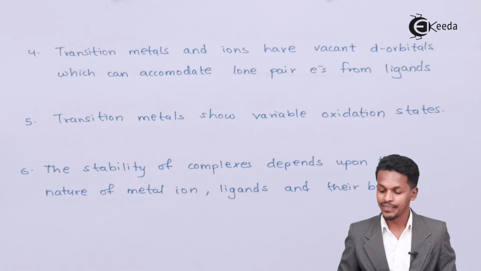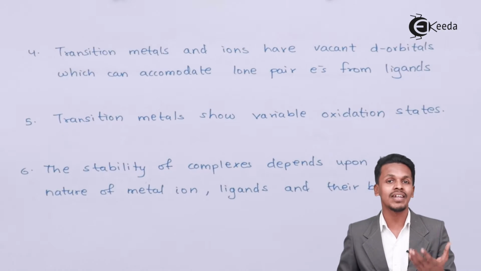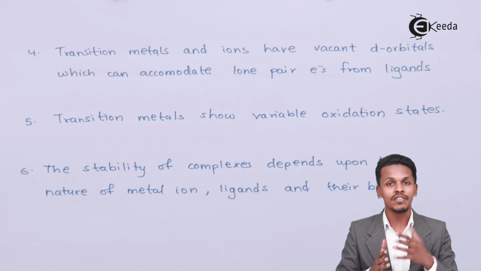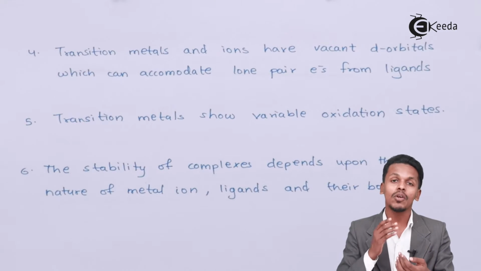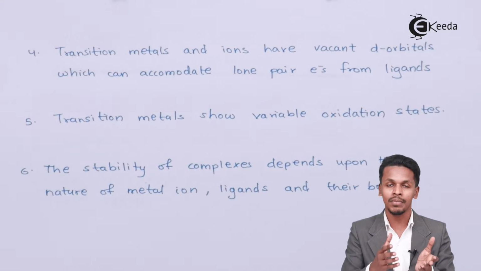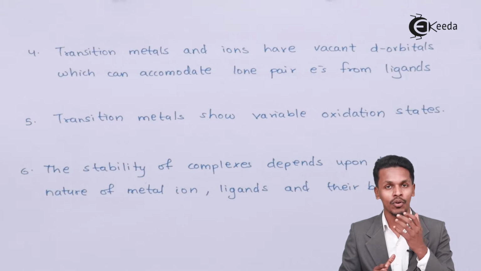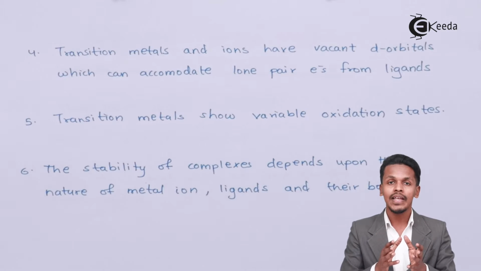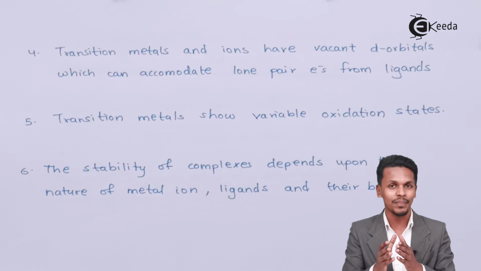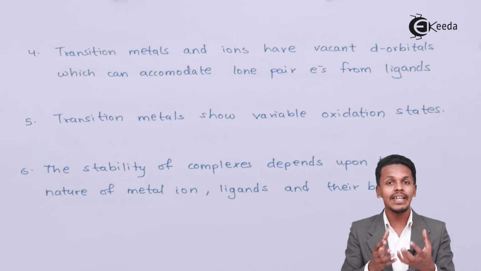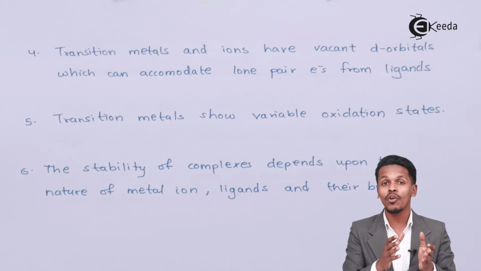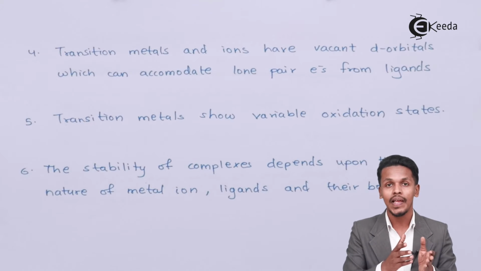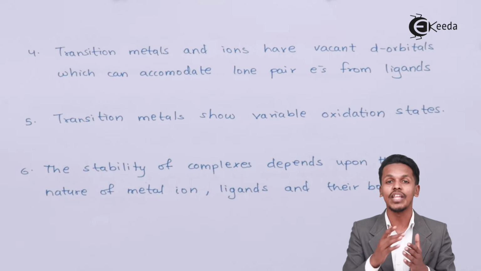Talking about the next point, transition metals show variable oxidation states. The complexes are formed by transition metals, which show variable oxidation states. For example, in a platinum 2 complex and a platinum 4 complex, the oxidation state of the metal changes from +2 to +4, and still a complex is formed. That's the reason s block elements don't form complexes, because they have a fixed oxidation state, while d block elements have variable oxidation states.